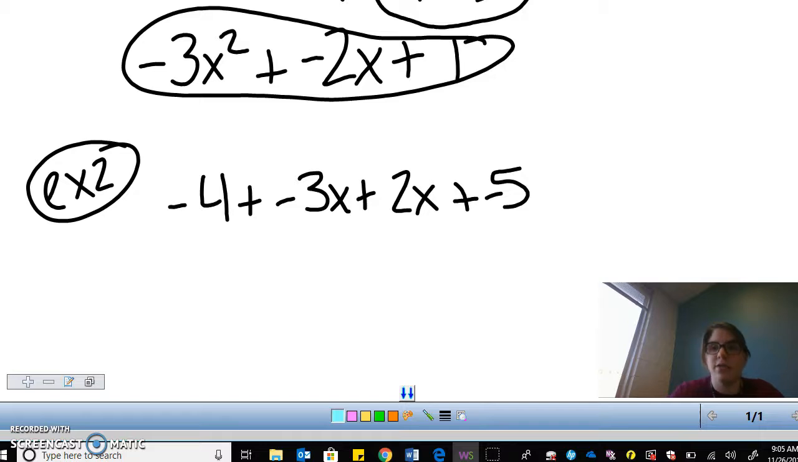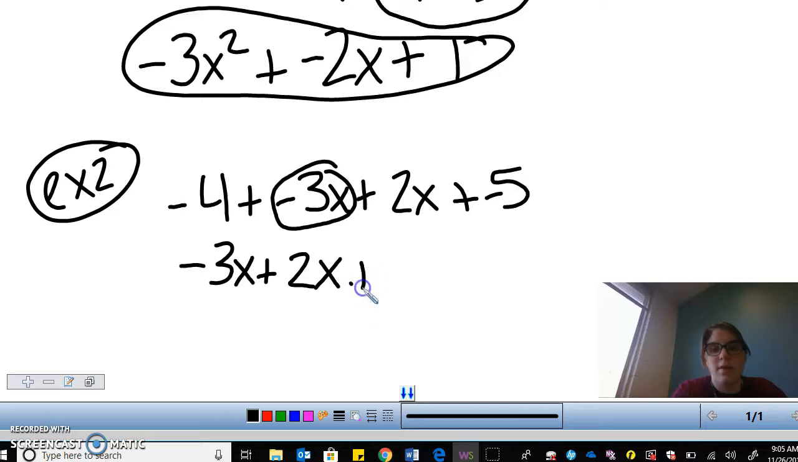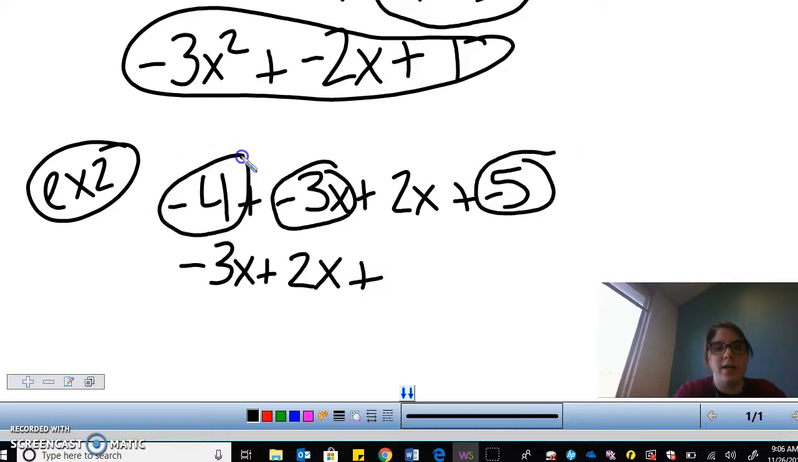So now all I have to do is I just have to reorganize my numbers. So I'm going to start with the x's first. So I'm going to put negative 3x, so I got that from right here, plus 2x, plus, can't forget the signs, I have a negative 4 and a negative 5, so plus a negative 4 plus a negative 5.